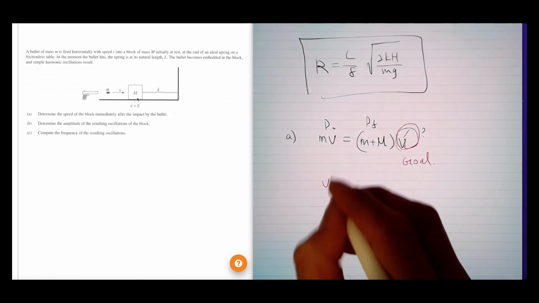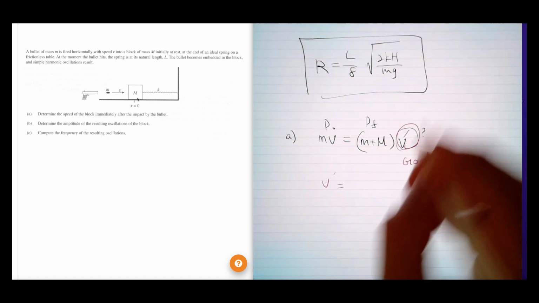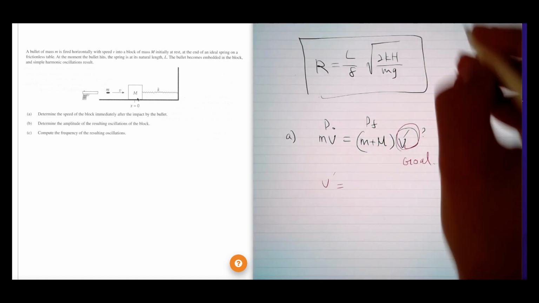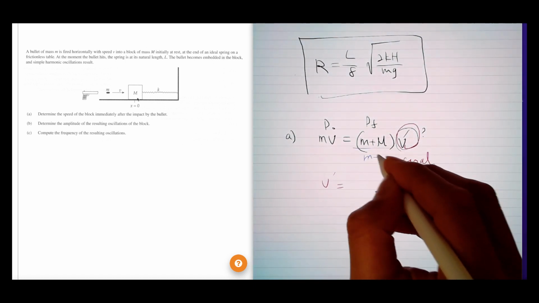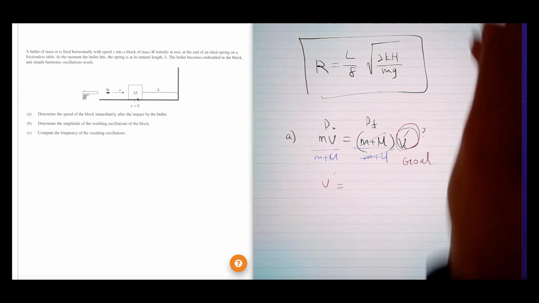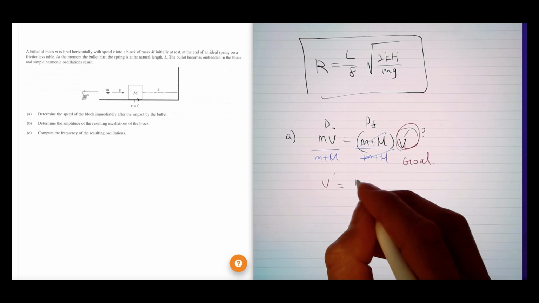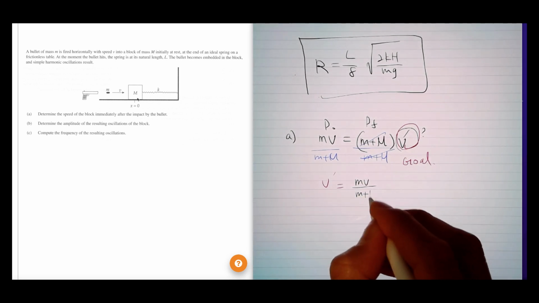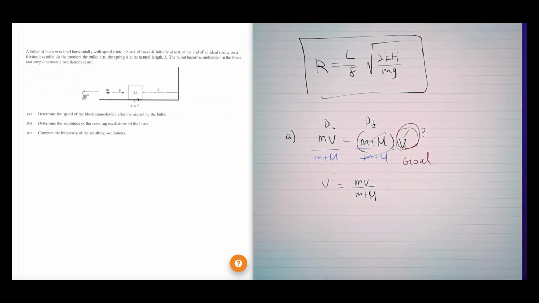So what is v prime? Well, all we need to do is just divide both sides by the small m plus big M. So that becomes m v over small m plus big M. Okay, that's the answer for part A.